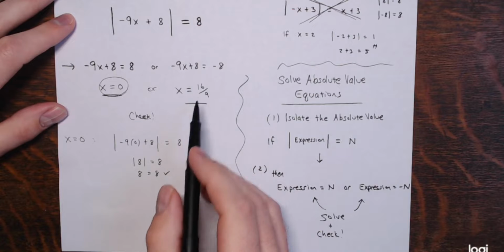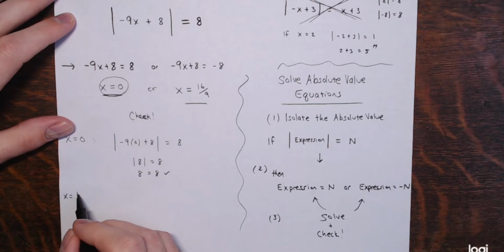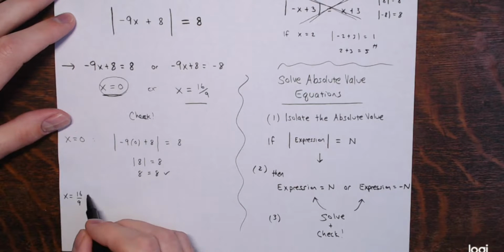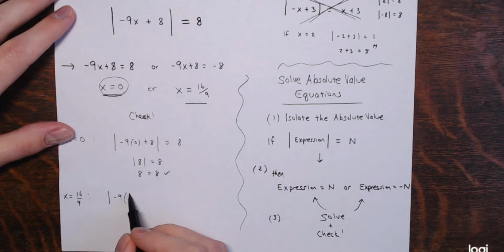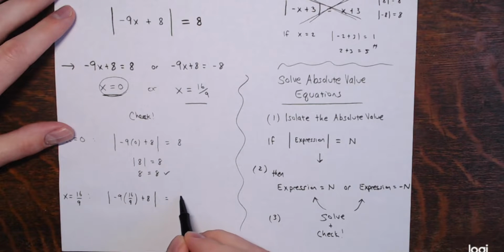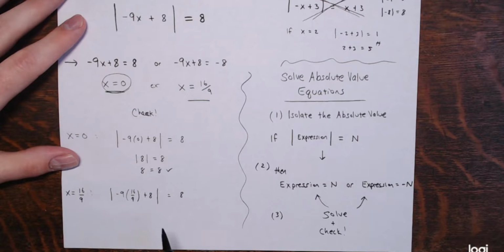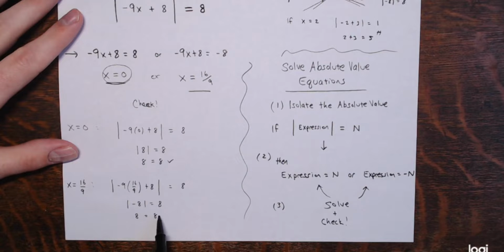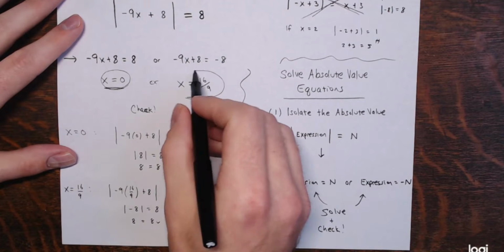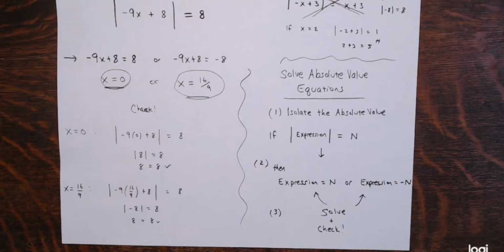Then I'll try x equals positive 16/9. On the left side, you have the absolute value of negative 9 times 16/9 plus 8, and on the right side, you just have 8. The 9's cancel here. You get negative 16 plus 8 is negative 8. That's the absolute value of negative 8 equals 8, and the absolute value of negative 8 is positive 8. So you get 8 equals 8 again. That works, so both of these work, and that's what I'm going to enter. And it's really that simple.